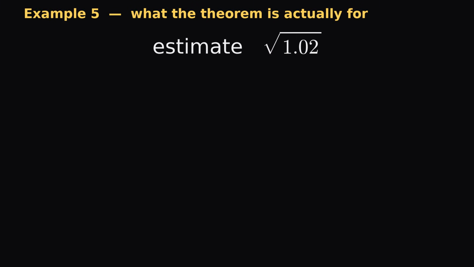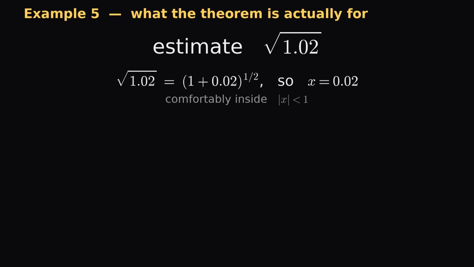Example 5. And this is what the whole thing is for. Use the square root series from example 3 to estimate the square root of 1.02. 1.02 is 1 plus 0.02, so x is 0.02, comfortably inside the size of x less than 1. Now just put it in.